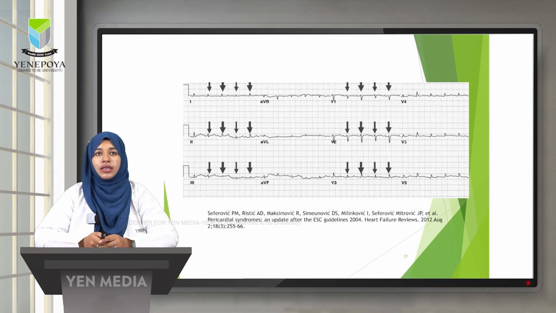So can you see this ECG? The pointer which is pointing in lead 1, you can see there is cyclic variation of QRS complexes, as well as in all the leads you can see low voltage. At the indicators marking V1, V2, V3, the first QRS complex and the second QRS complex, you can see there is a difference in the amplitude.